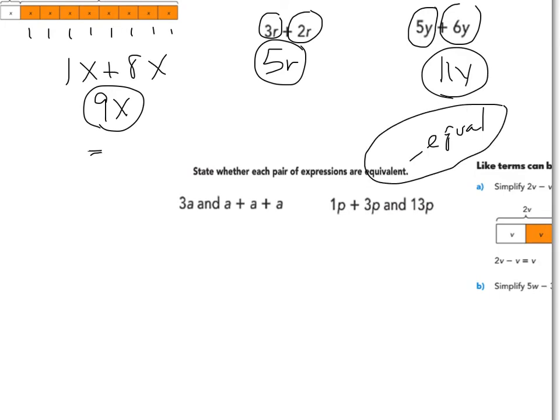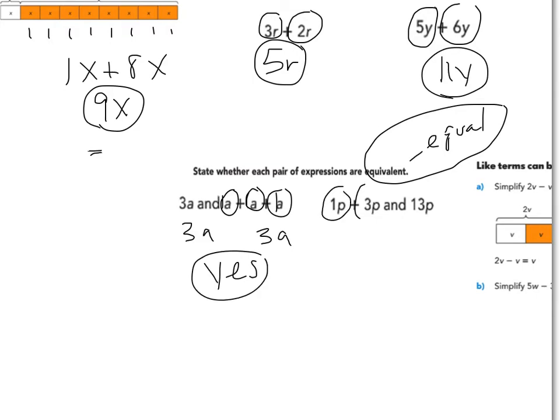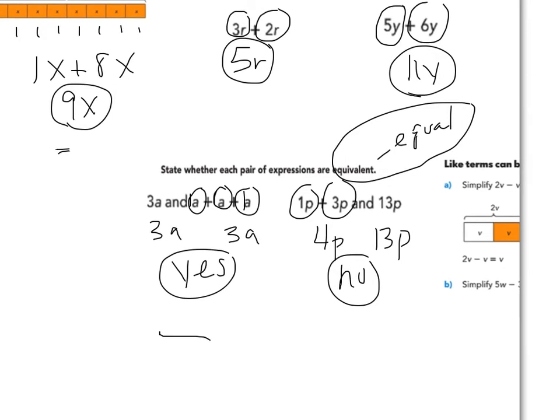So 3a, let's see. We have a plus a plus a. Remember, we can put imaginary ones in the front of those. 1a plus 1a plus 1a is 3a. So 3a and 3a are yes, they are equivalent. Okay, now 1p plus 3p, add your coefficients. 1 plus 3 is 4p. 4p and 13p are not equivalent. So for that one, your answer would be no.